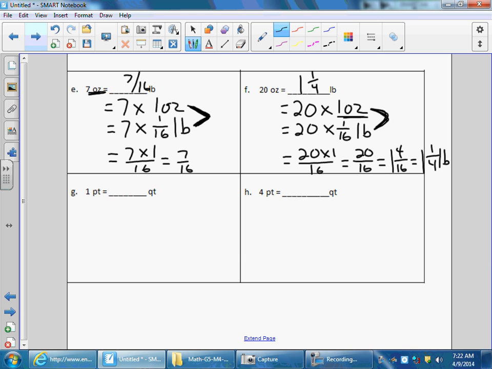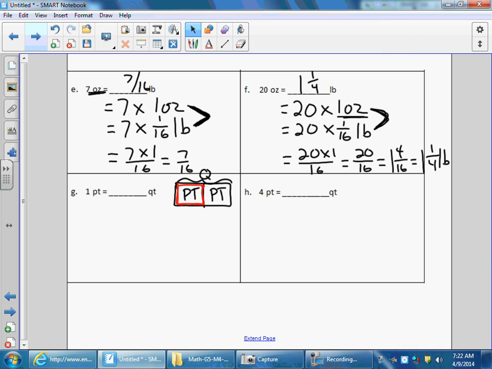G. 1 pint equals how many quarts? I forgot, so I had to go to my conversion chart. Don't forget to go to your conversion chart if you need to. And I'm just going to draw a tape diagram. I don't have to, but it does help to think about it. 1 pint is equal to a half of a quart.